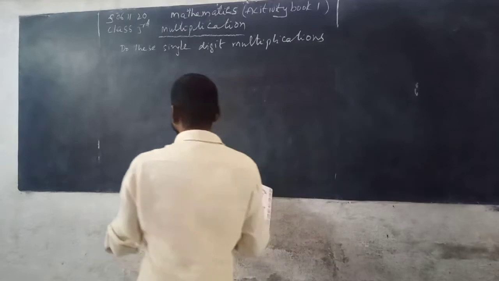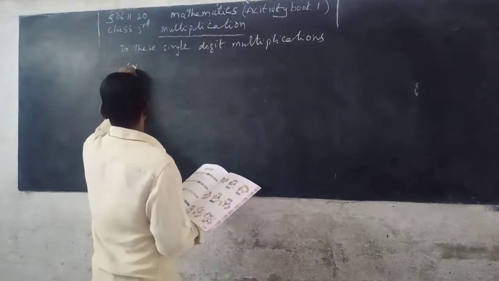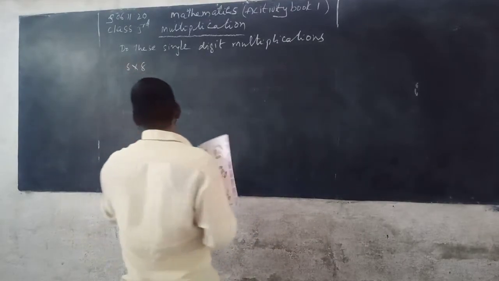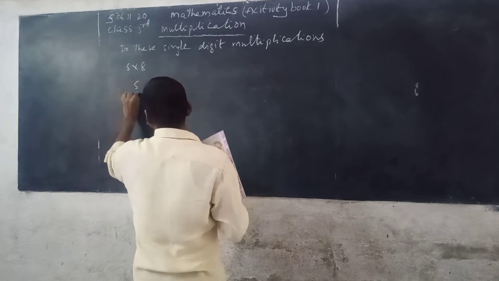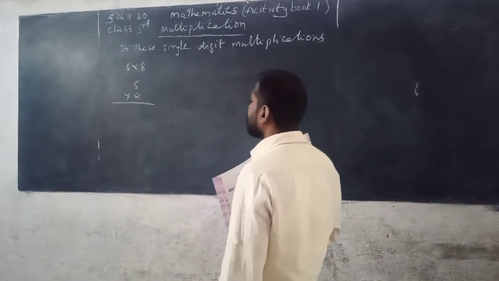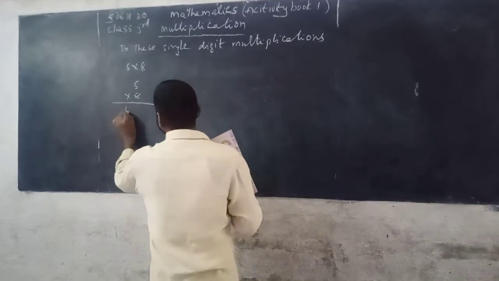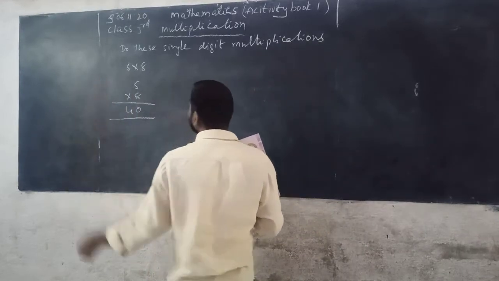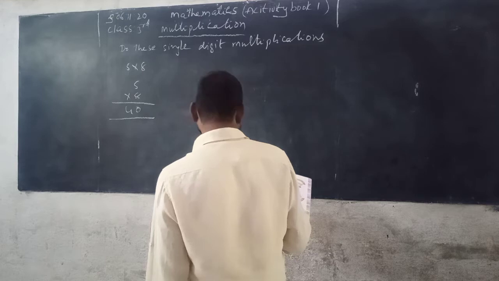So first one is 5 into 8. It can be written as 5 into 8. So 5 is multiplied with 8. So you can read 8 table. 8 5s are 40. Then you can write total because there is no tens place.